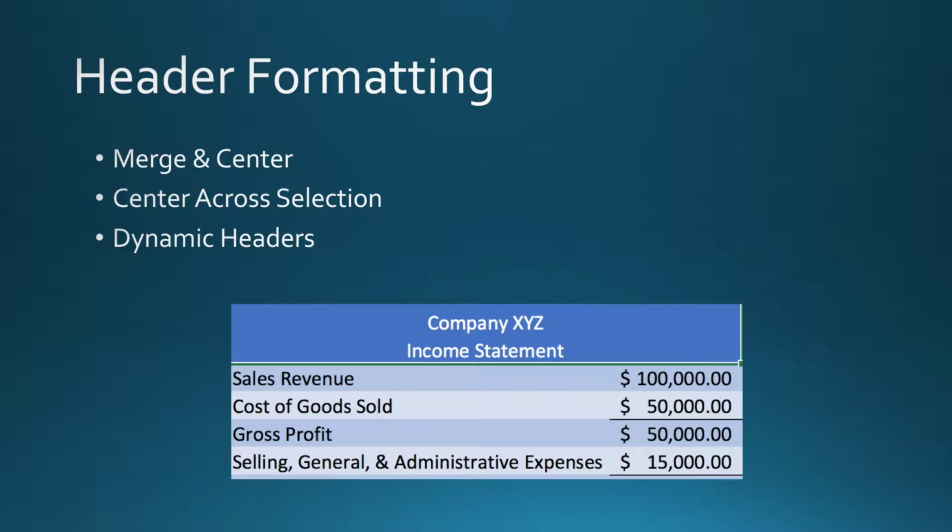So we're going to focus in on some of those differences and why center across selection should be something that you use more frequently. Additionally, we're going to talk about dynamic headers and how you can implement them in Excel spreadsheets.